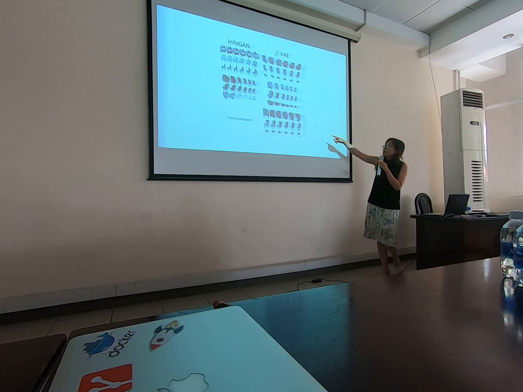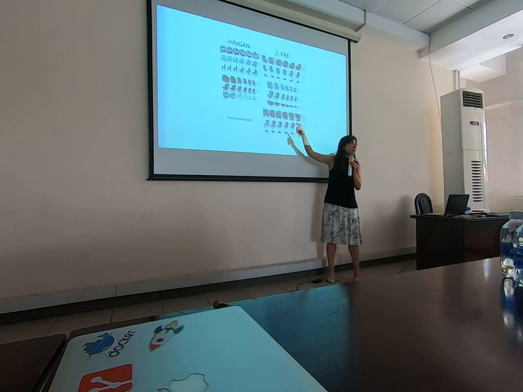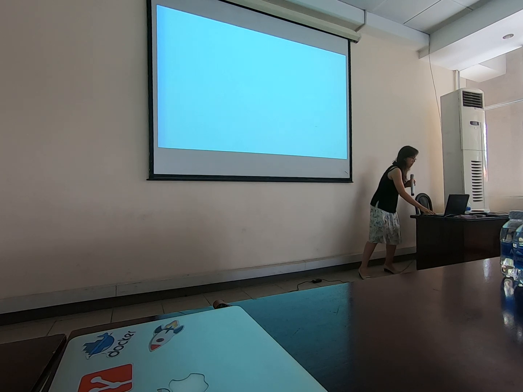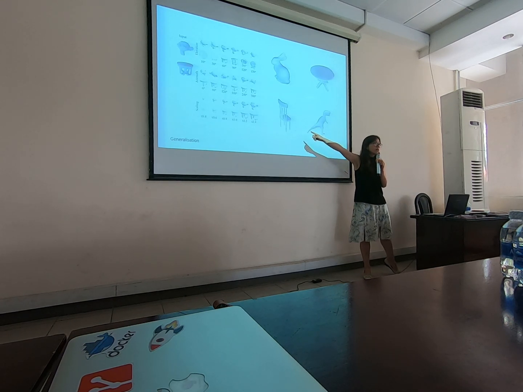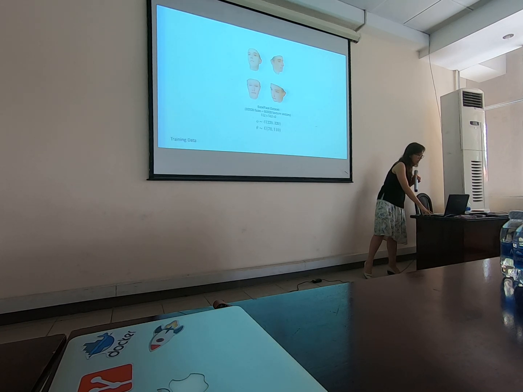Just to compare again, this is what the CNN produced when you ask it to rotate the chairs. It's very blurry, and this is what you have when you ask RenderNet to rotate the chair. So that's good. RenderNet can also deal with texture.